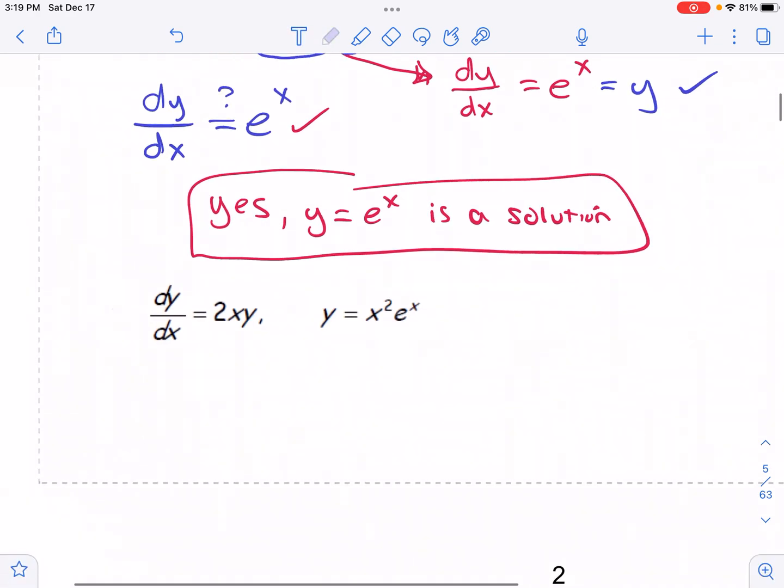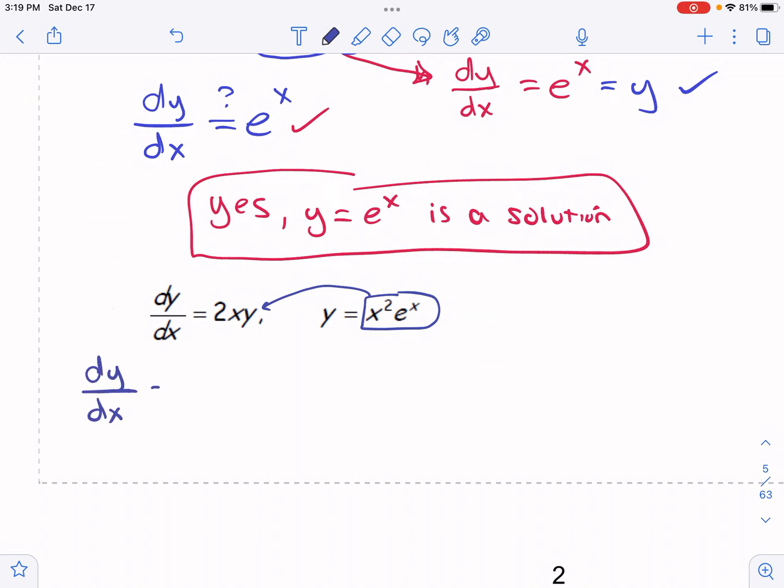And we'll finish with this one. Let's see. Is x squared e to the x a solution to this differential equation? I'm going to take this and put it in for y so that it's all in terms of x. So this reads dy dx is equal to 2x times y, which is x squared e to the x, or in other words, 2x cubed e to the x. So the question is, is dy dx equal to 2x cubed e to the x?